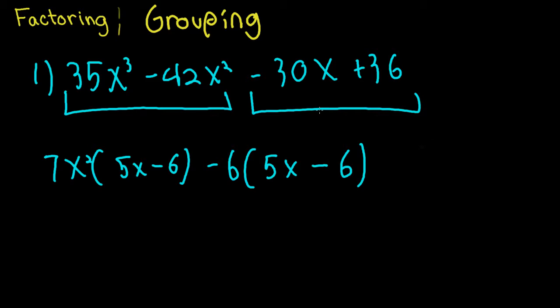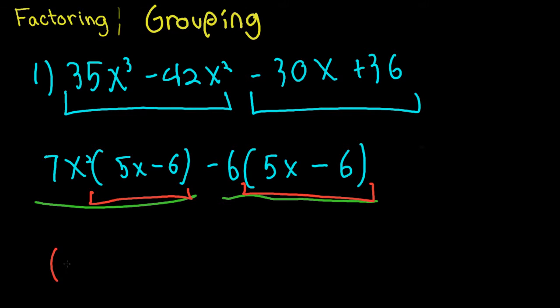Alright, just by looking at this here, I want you to take notice that we have 2 terms. This term right here, 7x squared times 5x minus 6, and this term right here, negative 6 times 5x minus 6. If we look at those as 2 terms, then we would notice that both of these terms have a GCF of 5x minus 6. So we could indeed factor out from both of these terms 5x minus 6.